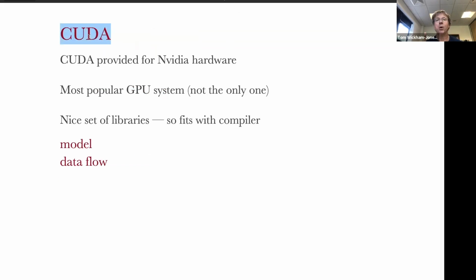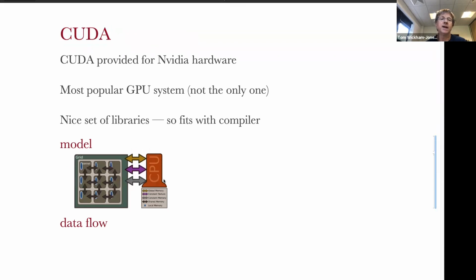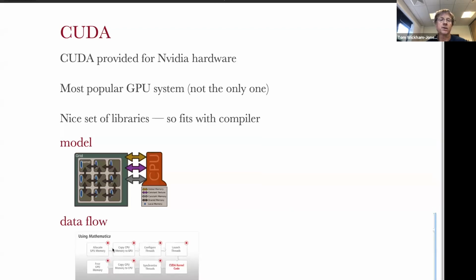A particularly popular GPU system is known as CUDA, which is the programming language, the system that runs on Nvidia hardware. I'm going to have to keep going fast and run out of time. And it has this little model. You have your CPU, and you offload the data: you copy data, you run the kernel on the GPU, and then you copy the data back.